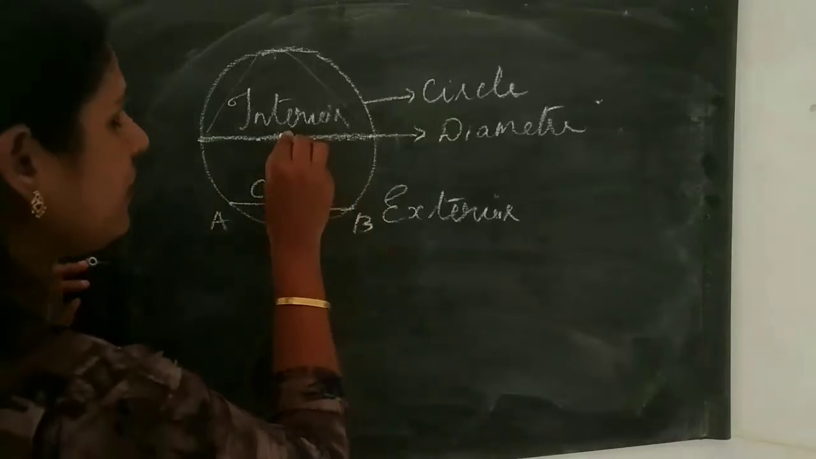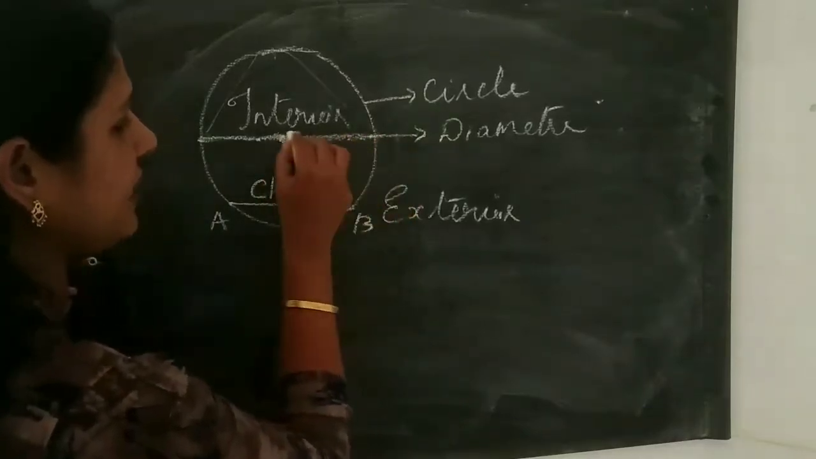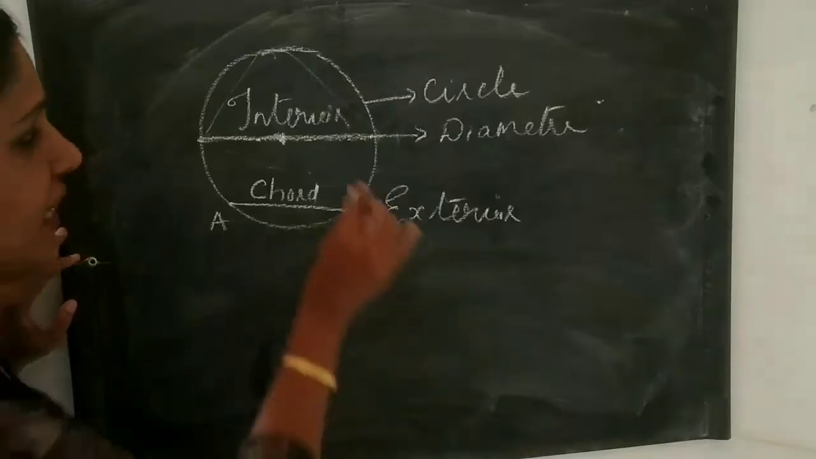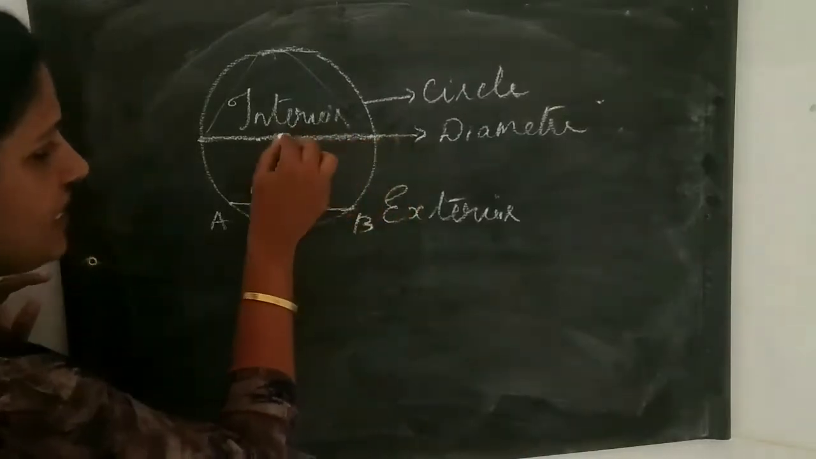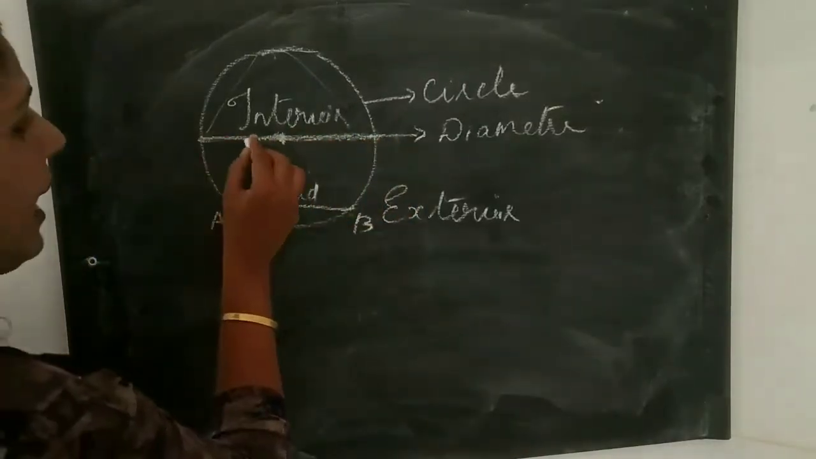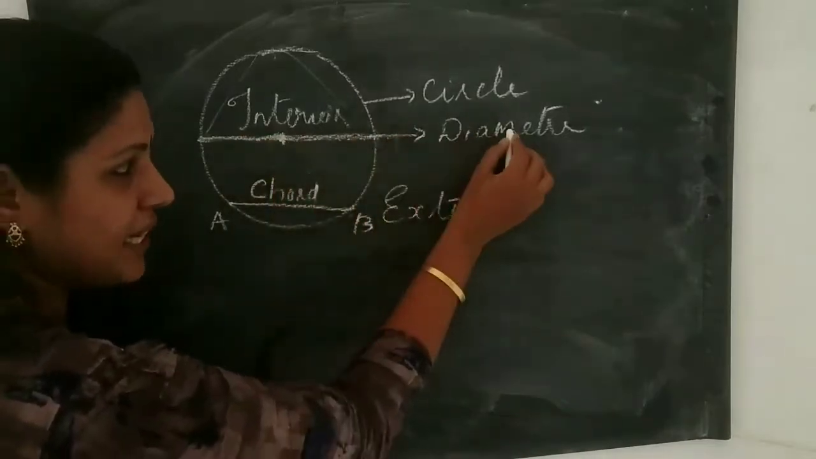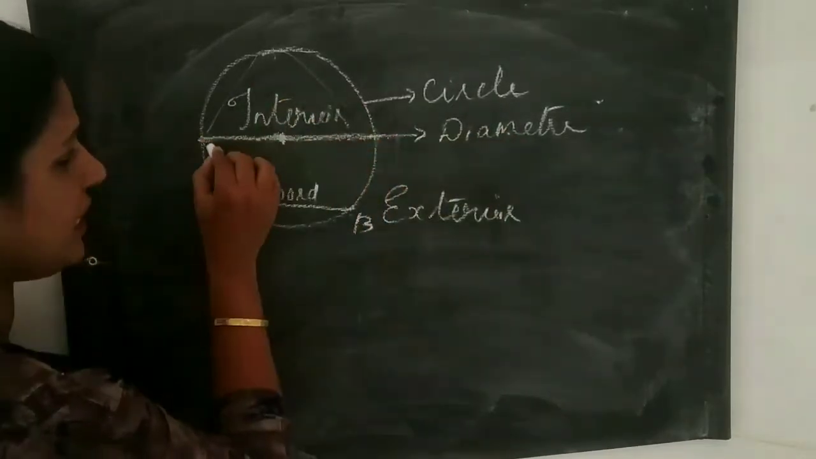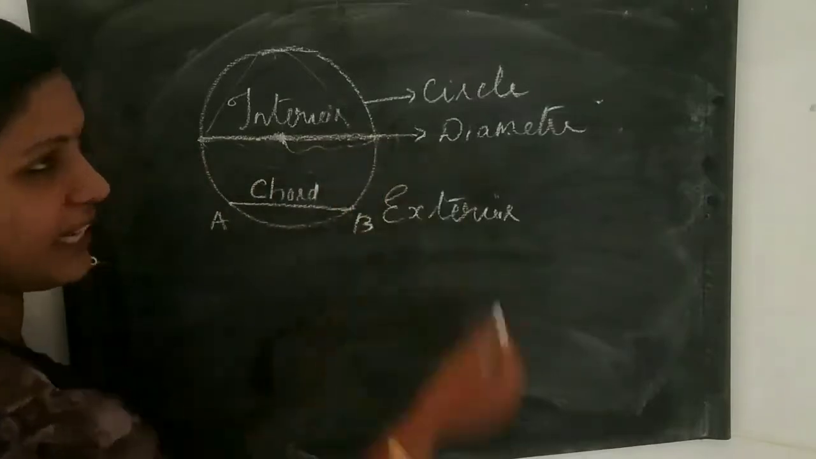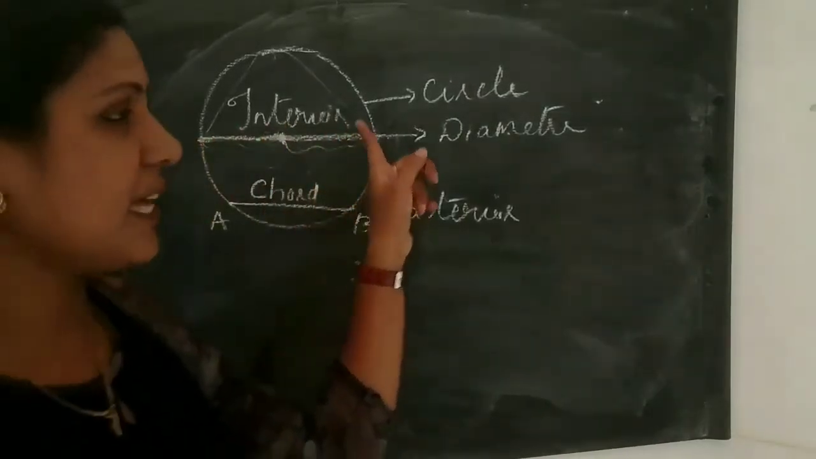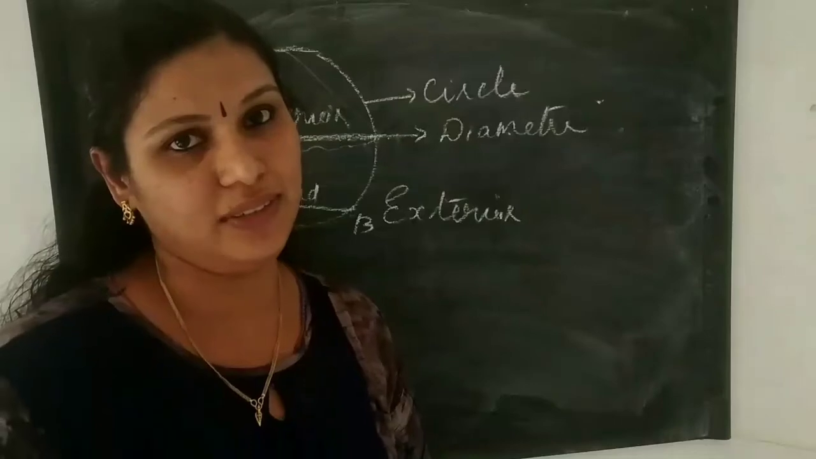See here, the distance between this center and the circle, we studied that it is the radius. So here we get a radius, here also we get a radius, and from this we can understand the diameter is 2 times the radius. Here we get a radius, here we get a radius. So from this we can understand that 2 times the radius is the diameter.